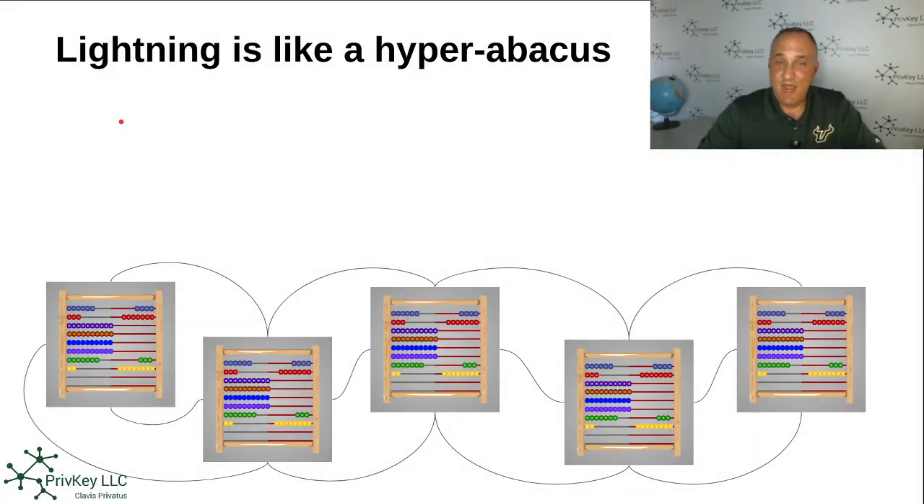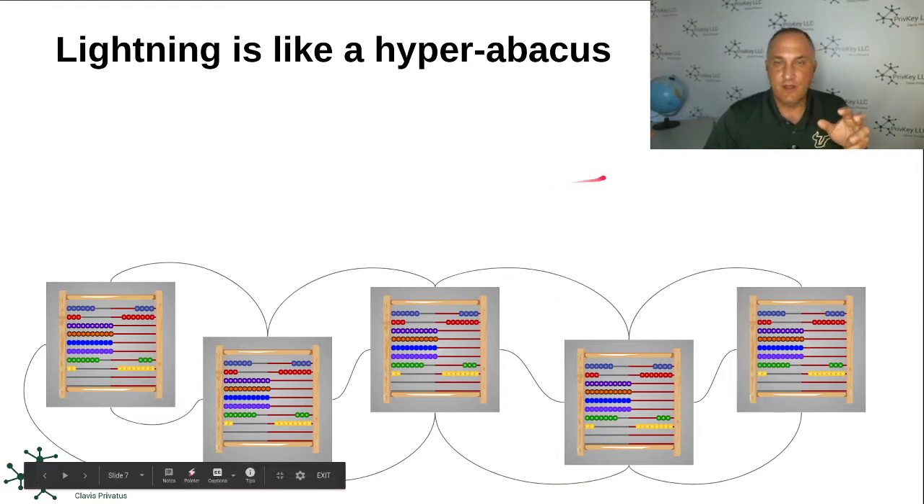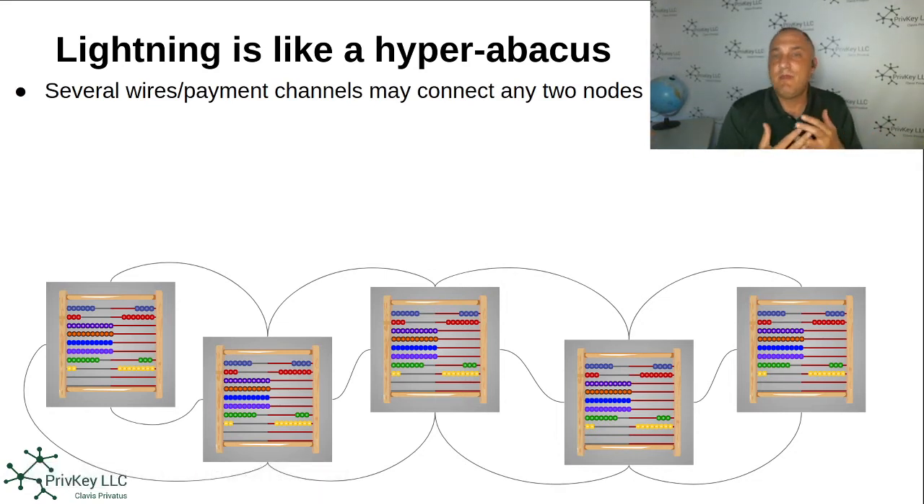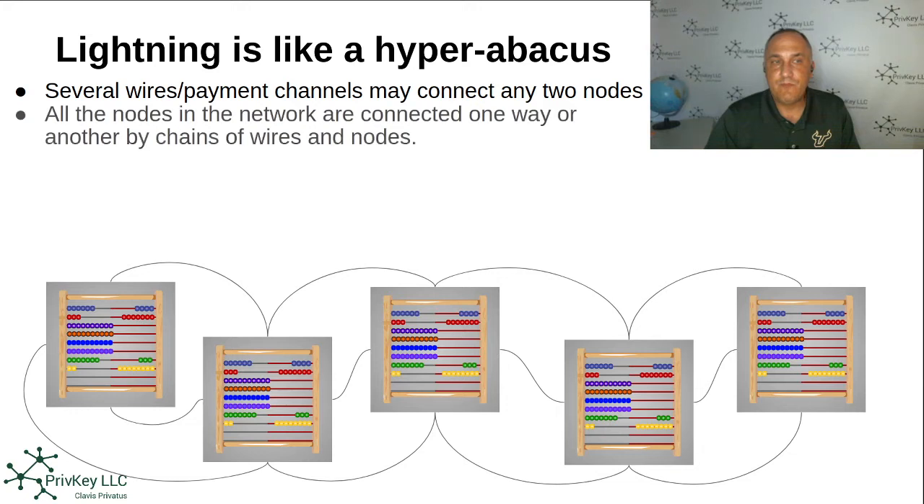Now, to expand that, we end up with what we call a hyper-abacus in this analogy, where you have all these abacus connected via all these imaginary wires that connect all the abacus to each other. So there are several wires, payment channels, let's call them, that may connect any 2 nodes. So all the nodes in the network are connected one way or another by chains or wires. So they're all connected to each other. And you can have this one connect all the way back to this one as well. You can establish those channels.